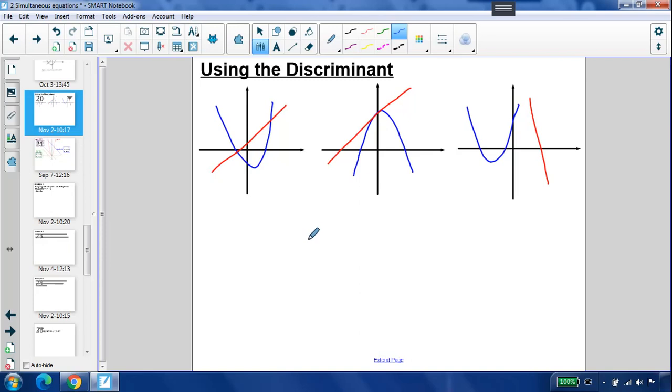So that quadratic that is formed after the substitution, if the discriminant is greater than 0, then we know it has 2 points of intersection. If the discriminant of that resulting quadratic is equal to 0, then we know that there is 1 point of intersection. And if the discriminant of the resulting quadratic is less than 0, then we know there are no points of intersection.